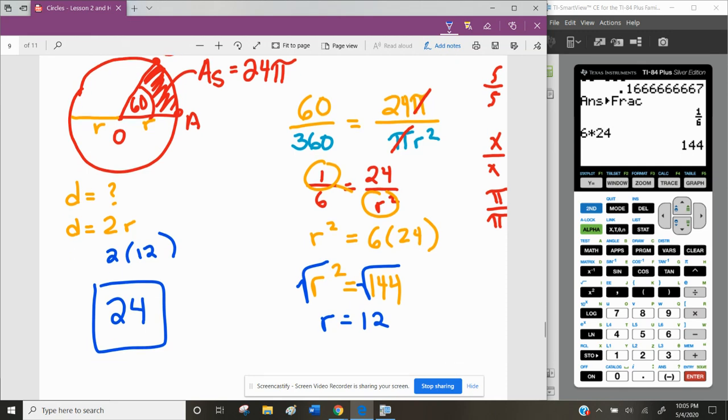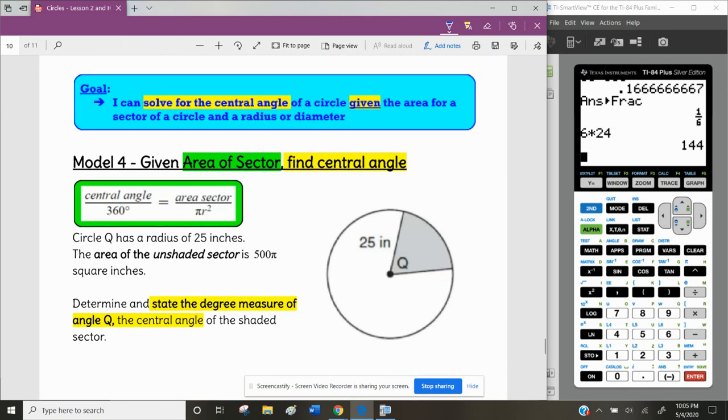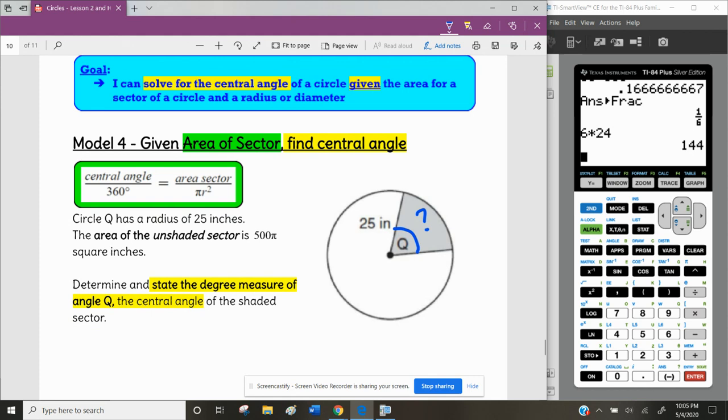All right, we're going to do another example, and we're still going to be working backwards. So again, if we're using the same exact proportion, the only thing that we're going to be looking for this time is that we're looking for the measure of angle Q. So we don't know the angle. Again, lots of ways to do this final model here. I'm just going to go with how I know how to do it.